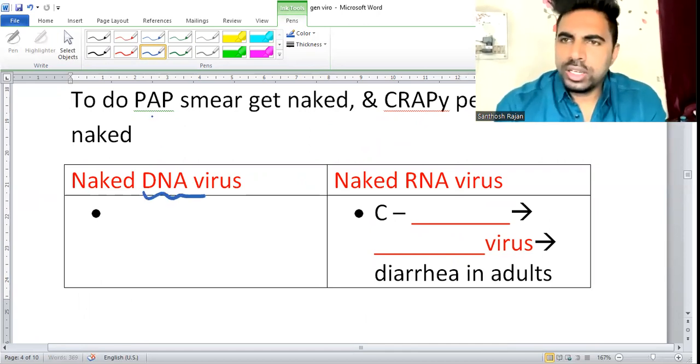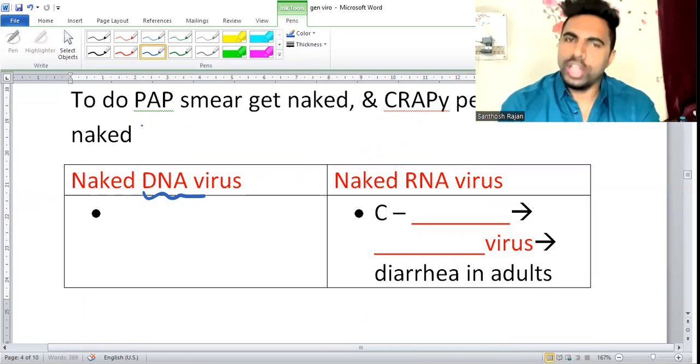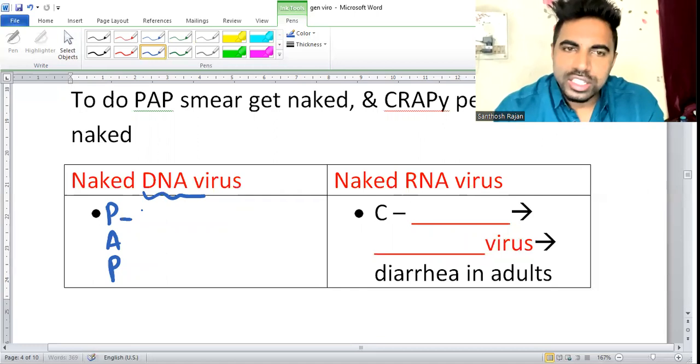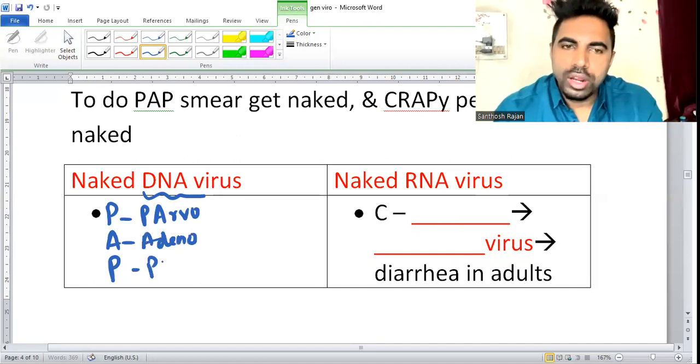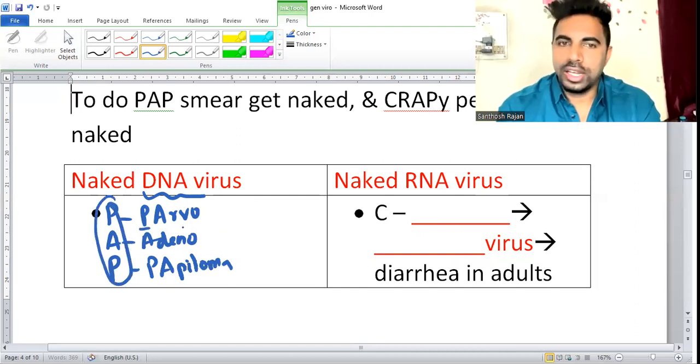Ladies, to do a pap smear, they have to go naked. That means Pap. P stands for parvo and adeno, and the other P is for papilloma. Don't confuse it. Among the herpes viruses, only Pap is coming. To do a pap smear, you have to be naked.